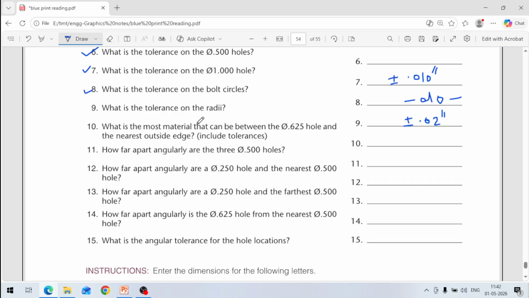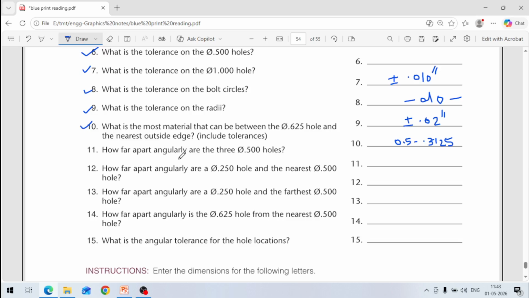0.5 minus 0.3125. So this is the material. Okay, you can calculate how much it is. This was question number 10. So we have solved this.